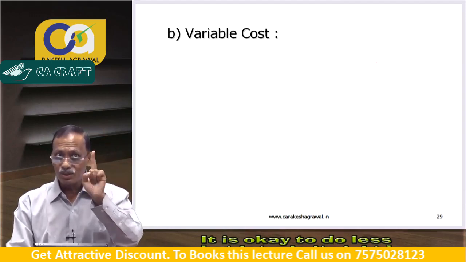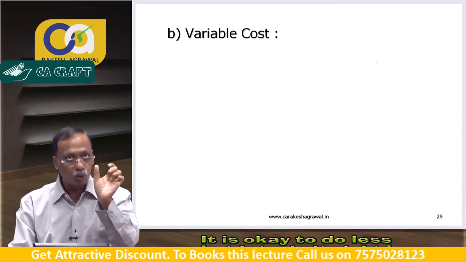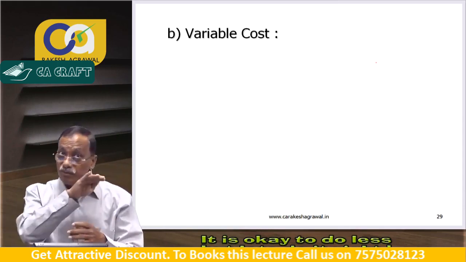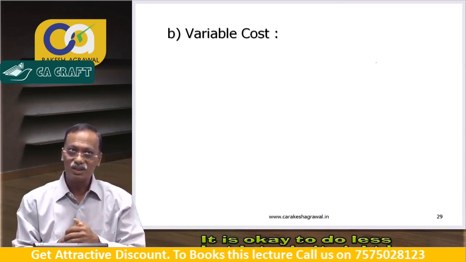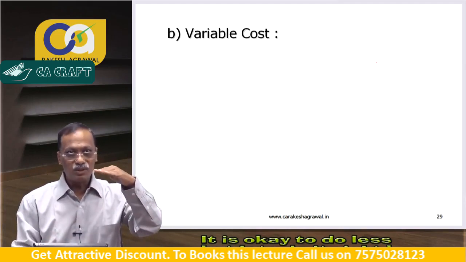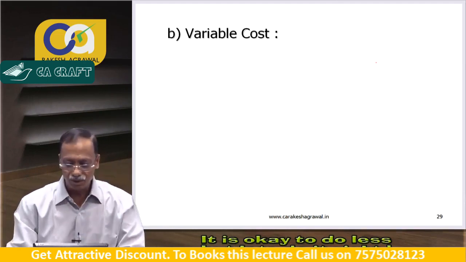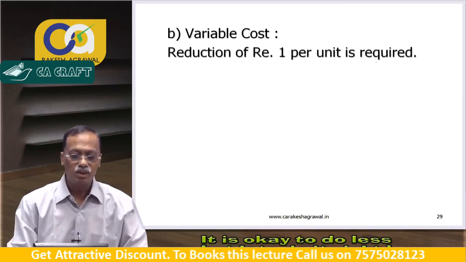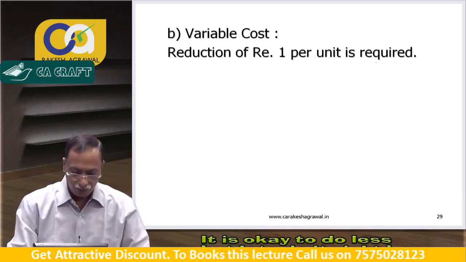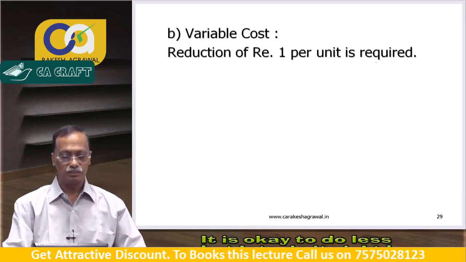But variable cost is better expressed on a per unit basis and fixed cost is better expressed on a total basis. So I have to reduce the variable cost of 50,000 over 50,000 units. Last year I produced and sold how many units? 50,000. So 50,000 rupees reduction over 50,000 units means rupee 1 per unit reduction. So write down, reduction of rupee 1 per unit is required.